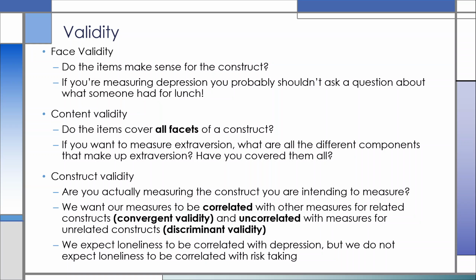So for example, with the loneliness scale that several of you are using, in the validation study, they checked whether it would be correlated with depression, and they expected that it would, and indeed it was. Then they also compared it with a measure of risk taking, and they expected it wouldn't be very highly correlated with risk taking, and indeed it wasn't. So these are examples of convergent and discriminant validity.